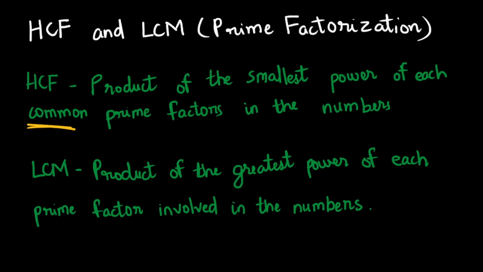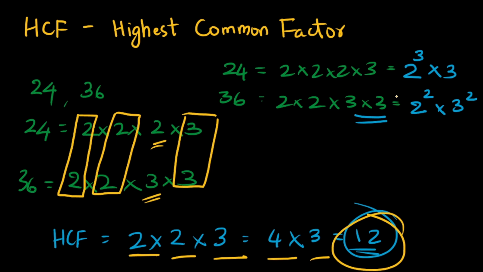What I've written is here. Here you have to check which is common. 2 is common for both numbers. 3 is also common for both numbers. Which has the lowest power? What about the lowest power? Here 2 raised to 3, here 2 raised to 2. So 2 raised to 2 is obviously the lowest power, right? So written here. Then 3 is also common.